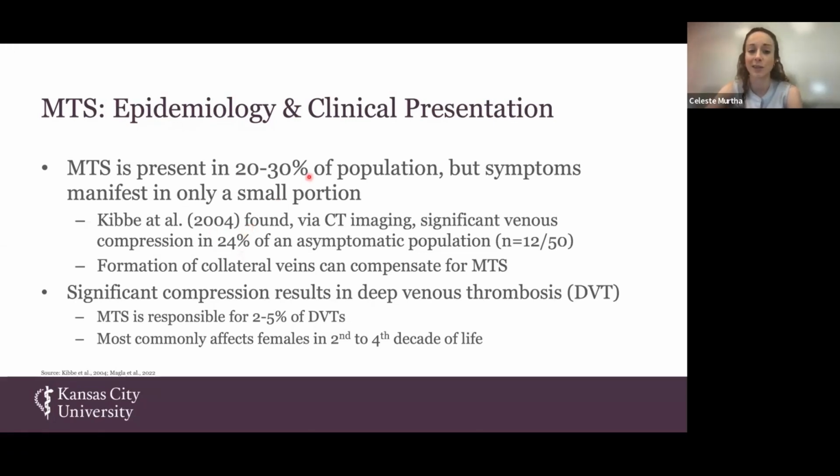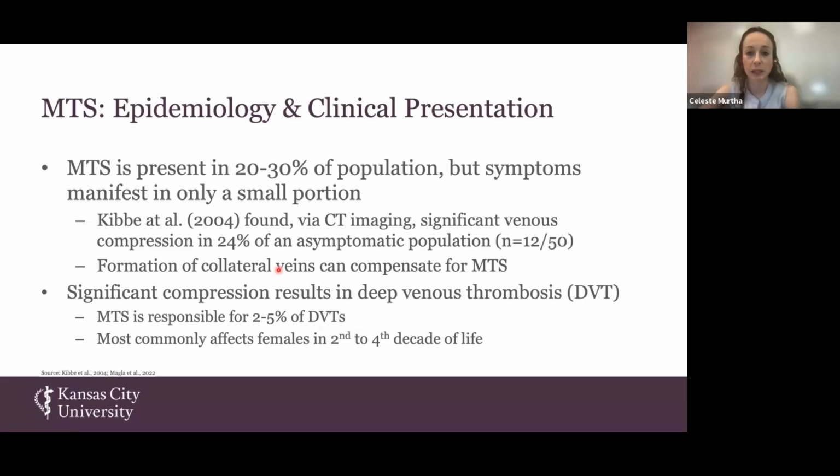And that aligns nicely with the current prevalence estimate for this disease. So you're probably all wondering, okay, well, why does this disease manifest in so few people? And it's likely because our bodies have really great compensatory mechanisms, which include the formation of collateral veins. So in a lot of individuals, our bodies are able to circumvent this obstruction through the formation of collateral veins.